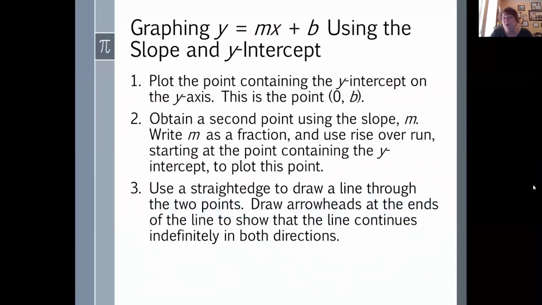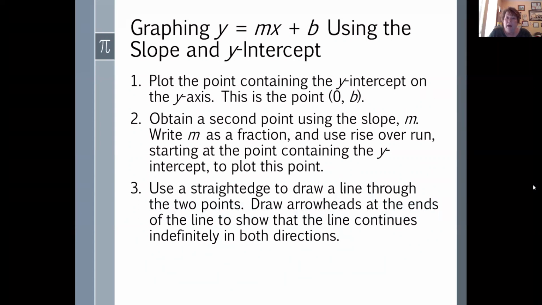All right, we can use slope-intercept to graph the equations of lines. We simply plot the y-intercept, and then we use the slope, the rise over run, to find a second point on the graph. All right, graphing y equals mx plus b using the slope and y-intercept.